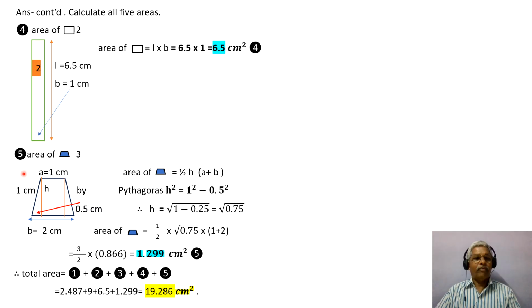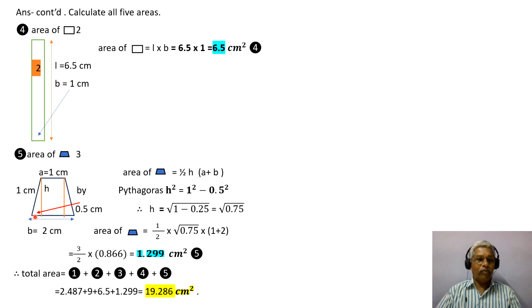Fourth complete. Fifth one, area of trapezium. This is a trapezium. This is 1 centimeter. This is 1, this is 1, and this is 2. If we drop the perpendiculars and complete this rectangle, then from here to here it will be 1. So this part left is 0.5 and this is 0.5. This is given here. So area of a trapezium is equal to half into h into a plus b.